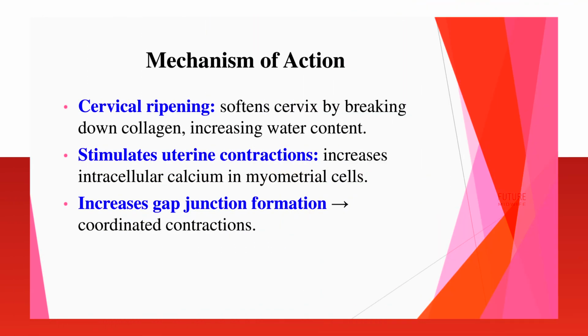The mechanisms of action of prostaglandins are cervical ripening, stimulating uterine contractions, and increasing gap junction formation. In case of cervical ripening, it softens the cervix by breaking down collagen and increasing the water content. In case of stimulating uterine contraction, it increases intracellular calcium in myometrial cells and automatically stimulates uterine contraction. Also, it increases the gap junction formation, which helps for the proper coordination of uterine contraction. By these three ways, the prostaglandins induce cervical ripening.